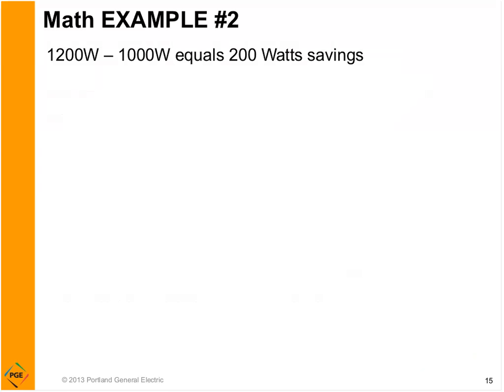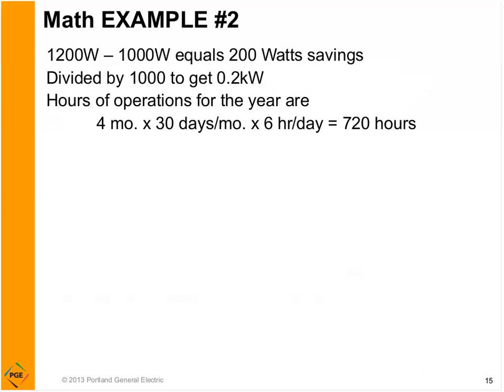I'm trying to calculate savings here. So savings is the 1,200-watt unit minus the 1,000-watt unit. 200 watts of energy savings. I divide by 1,000, so I have 0.2 kW is the savings for every hour this piece of equipment is in use. How many hours?